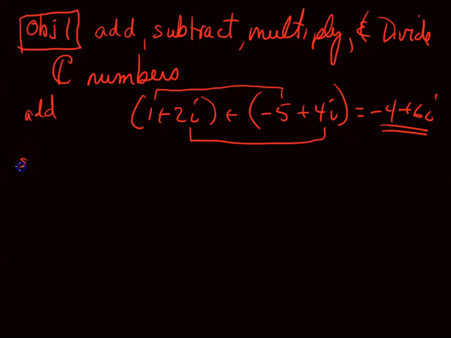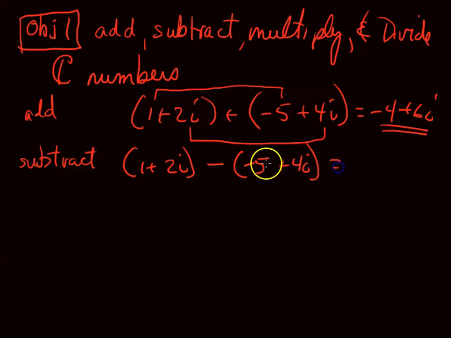Subtraction is similar. If we take 1 plus 2i and we subtract negative 5 plus 4i. Now you can subtract: your 1 minus a negative 5 is really 1 plus 5, is 6. 2 minus 4 is a negative 2i. Think of that i like an x. You can combine i's. You can combine real numbers.